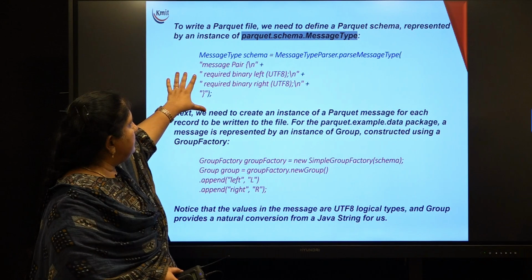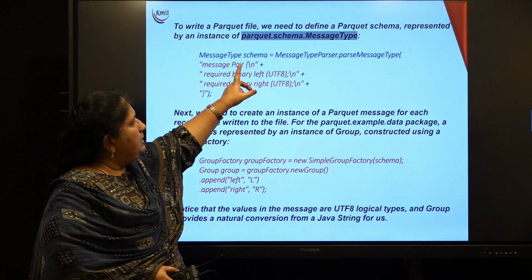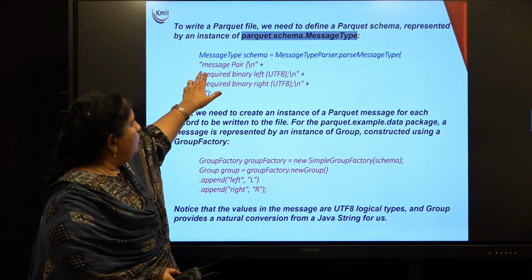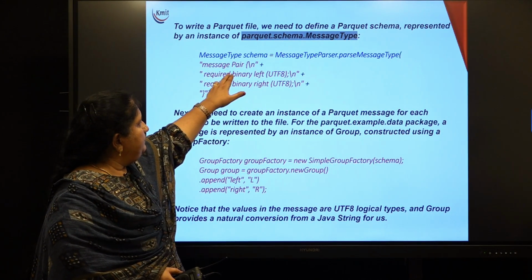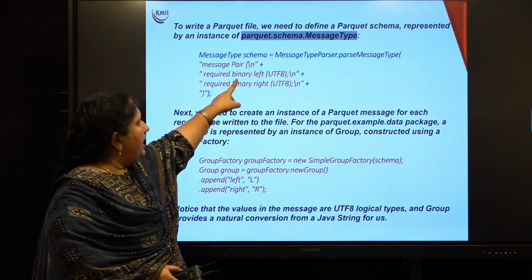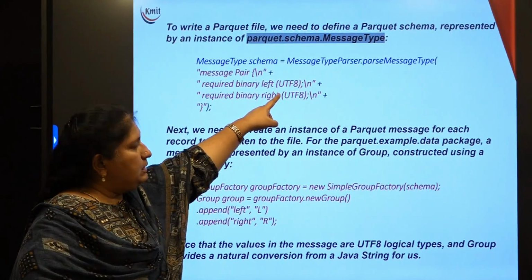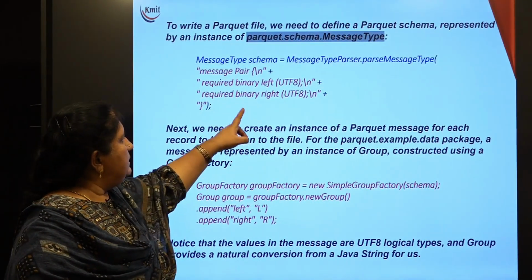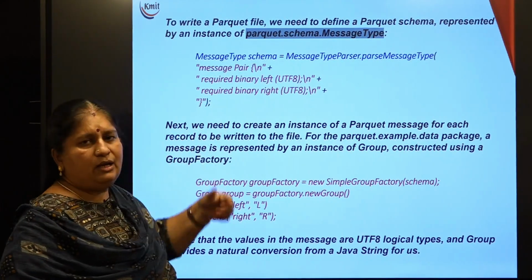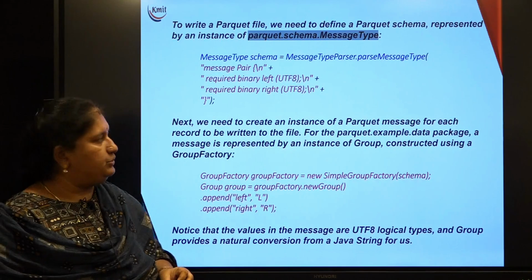So how do I define the schema? If you see, MessageType schema equals MessageTypeParser.parseMessageType. How many fields do we have? It's a pair separated by new line character. First one, it is required binary. What is the name of the first string? Left, which is in UTF-8 format. Second one is called right, which is of binary UTF-8 format, and this is also a required field. So I cannot leave either of them empty whenever I am trying to send an object.